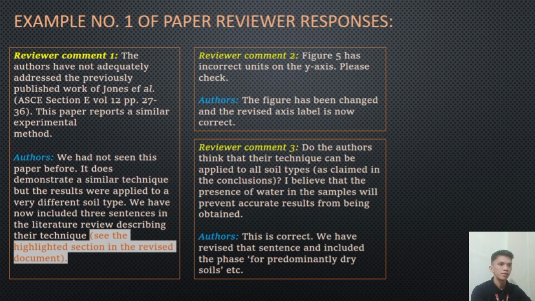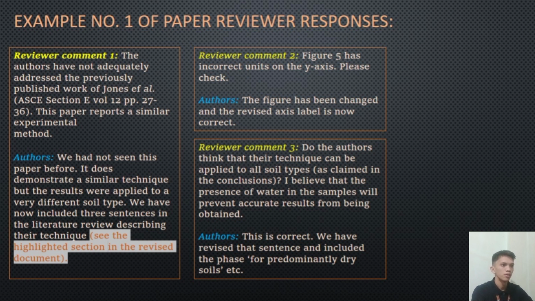Reviewer comment number 1. The author has not adequately addressed the previously published work of Jones. This paper reports a similar experimental method. The author's response. We had not seen this paper before. It does demonstrate a similar technique, but the results were applied to a very different soil type, so we have now included 3 sentences in the literature review describing their techniques. See the highlighted section in the revised document. I have also highlighted this part of the PowerPoint so that you can see that they make it easier for the reviewers to spot the changes they have made in their paper.